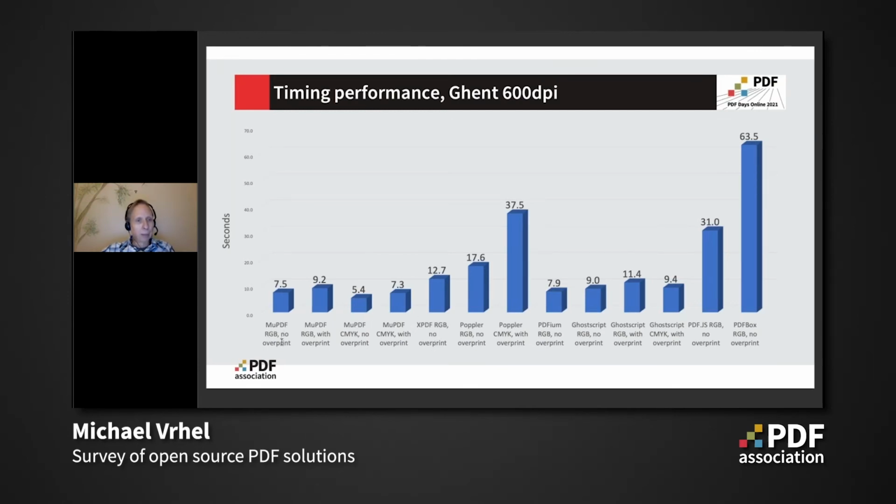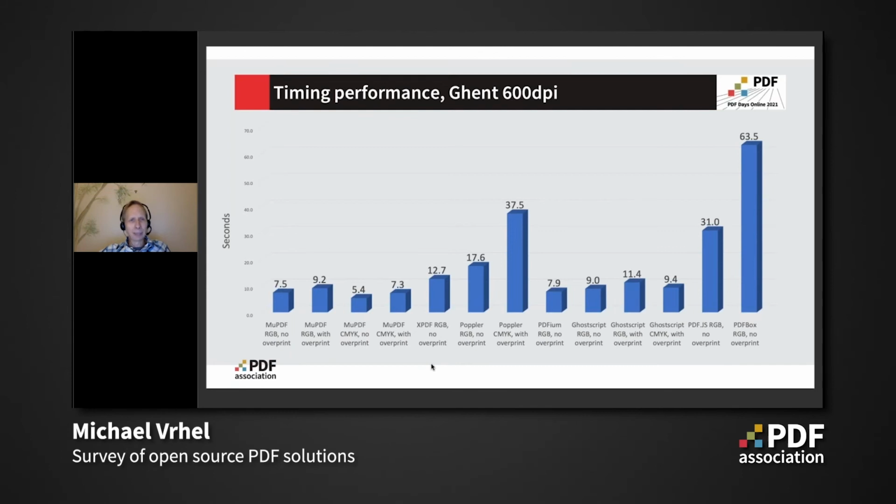So we have MuPDF RGB with no overprint, MuPDF RGB with overprint, MuPDF CMYK no overprint, MuPDF CMYK with overprint, and then Xpdf RGB no overprint, Poppler RGB no overprint, Poppler CMYK with overprint, PDFEM RGB no overprint, Ghostscript RGB no overprint, Ghostscript RGB with overprint, Ghostscript CMYK with overprint, and then pdf.js RGB no overprint, and PDFBox RGB no overprint. On the rest of the slides, this horizontal axis is going to stay the same, so I'm not going to read that every time.